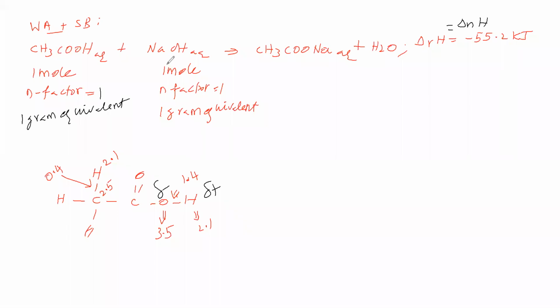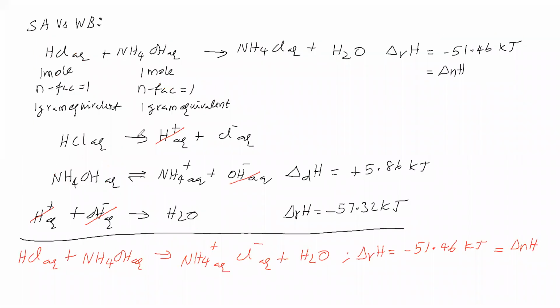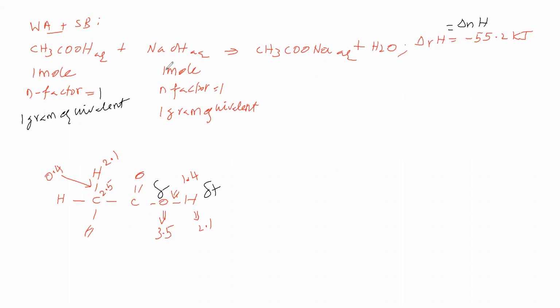Then how do you write the equations for this, in order to show it like this? For strong acid and weak base, we have written equations like this and shown it like this, isn't it? Like this, you write the equations for acetic acid and sodium hydroxide.